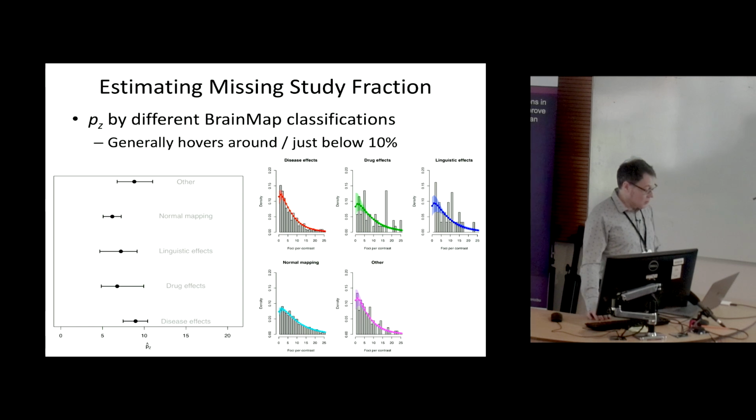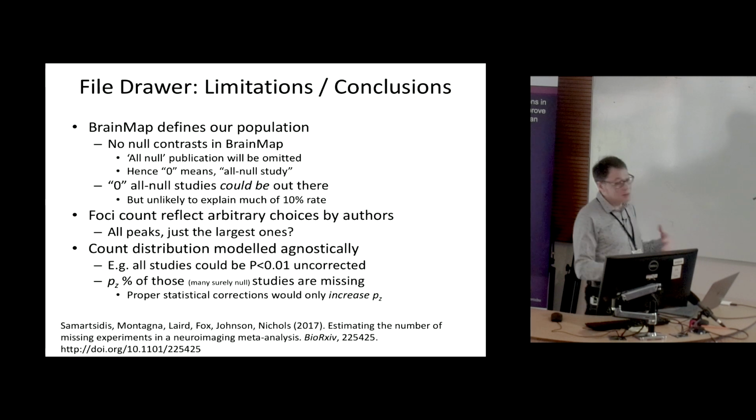Okay, and then this varies with different domains. We looked at normal mapping, which is just no diseases, linguistic effects, disease effects. They were all between 5 and 10% for this rate. So I'm not sure what it means. We all have worries about the quality of brain imaging data, and so I'm not sure how this changes our knowledge of this, but it is just answering the question of, is there a file drawer effect in brain imaging? Like, look, probably, yeah, and this is the rough magnitude of it.